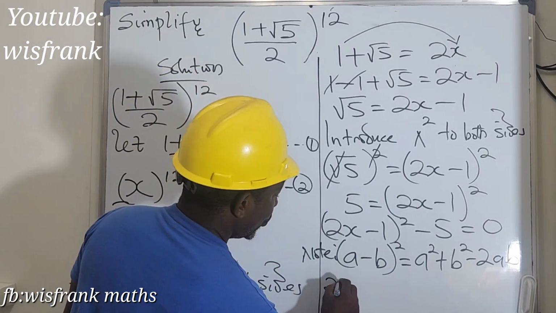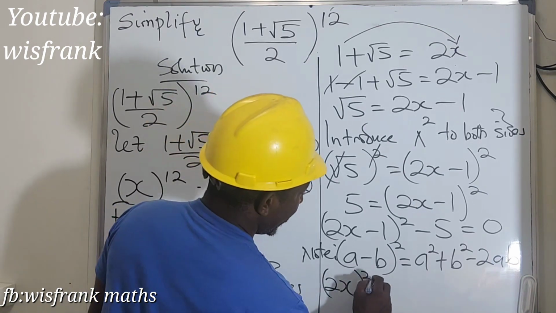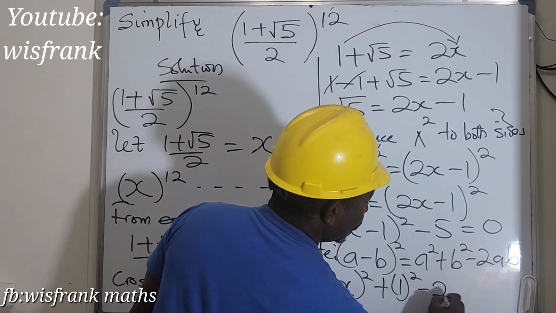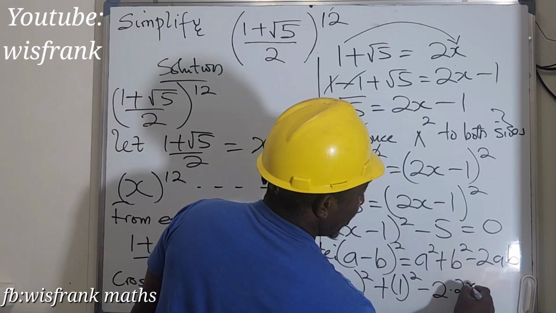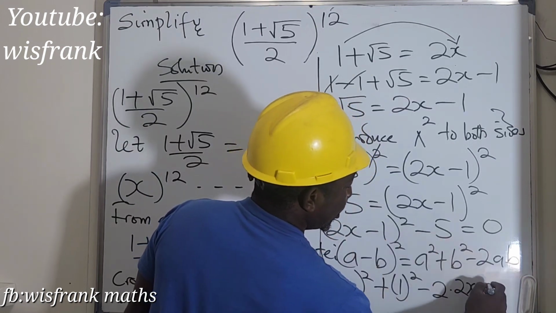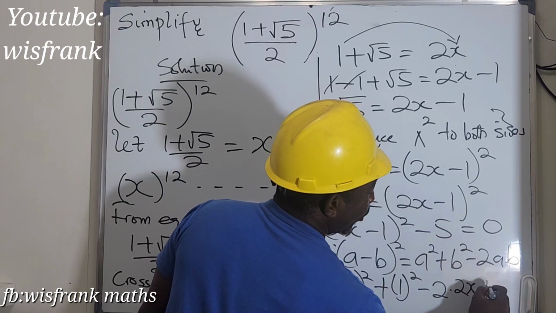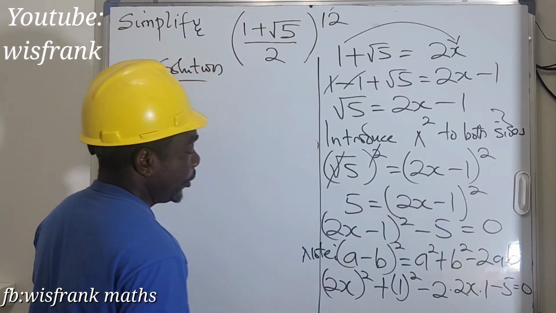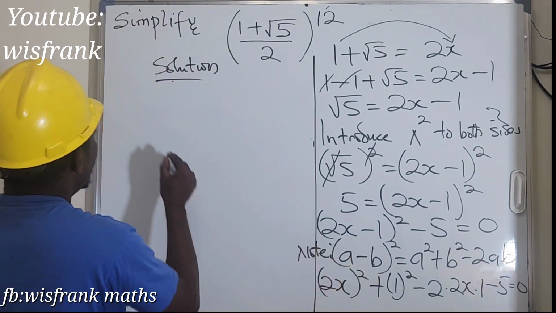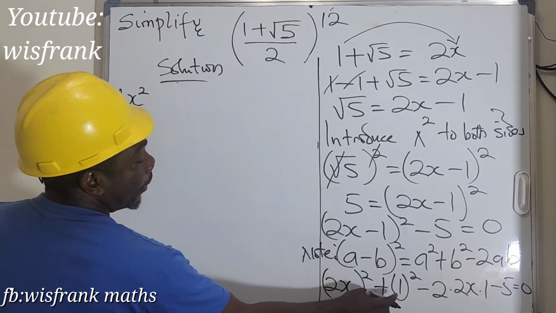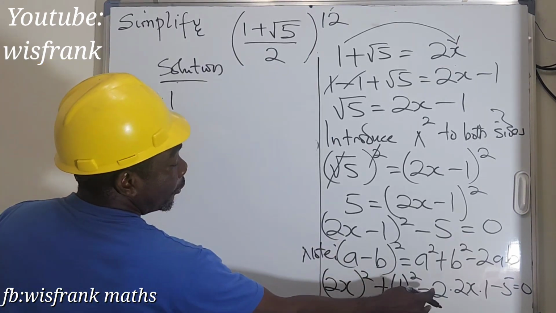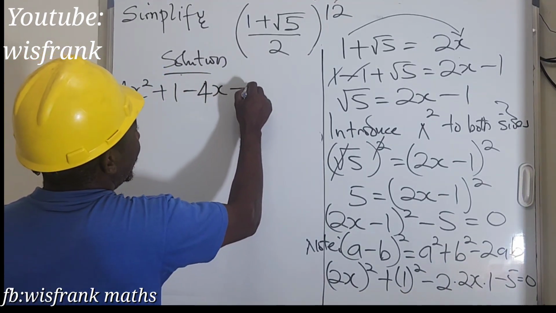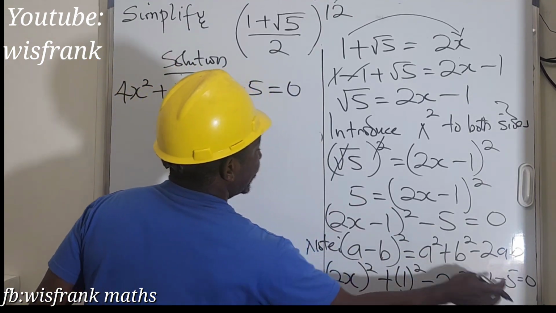It will give us (2x) to the power of 2, then plus 1 to the power of 2, then minus 2 times a, which is 2x, times b, which is 1. Then we bring down minus 5 equals 0. We can move over to this other side as we clean this. So here we have (2x) squared, which is 4x squared, plus 1 squared, which is 1. Then we have minus 2 times 1 times 2x, which gives us minus 4x. Then we have minus 5 equals 0.